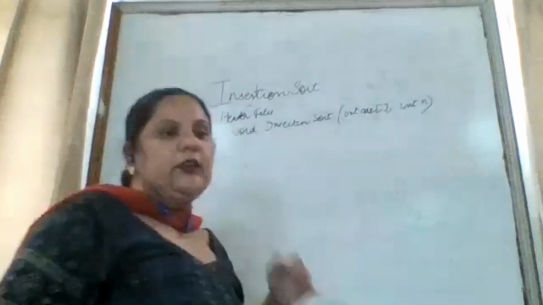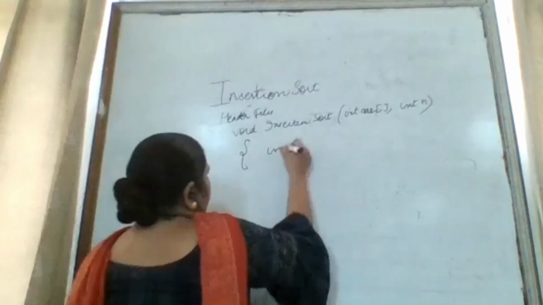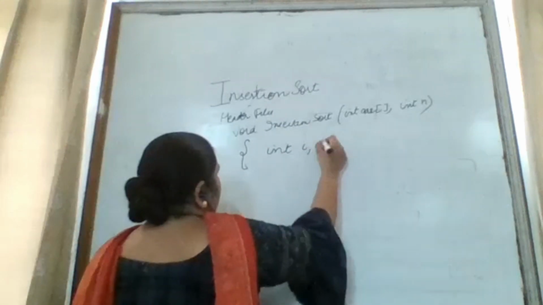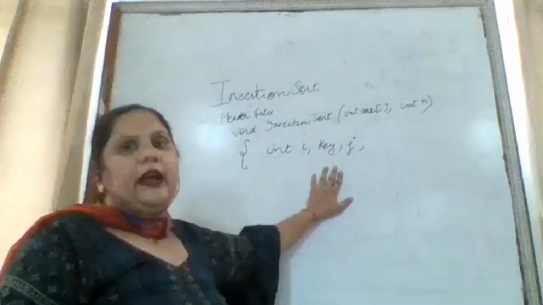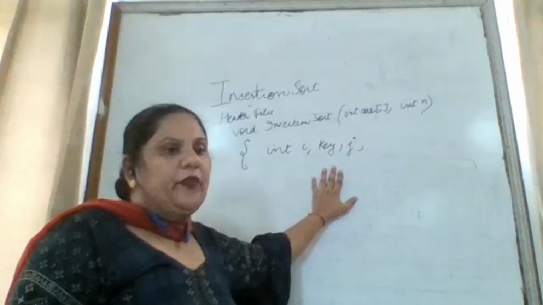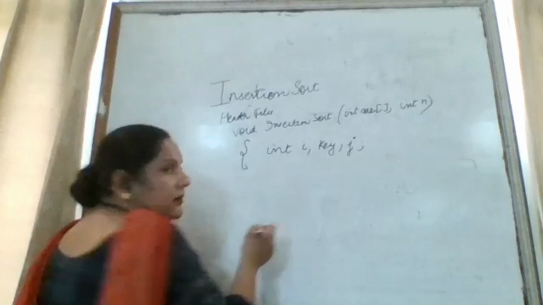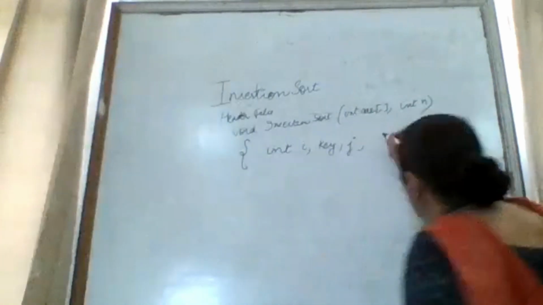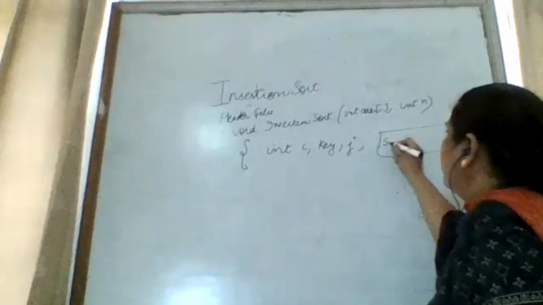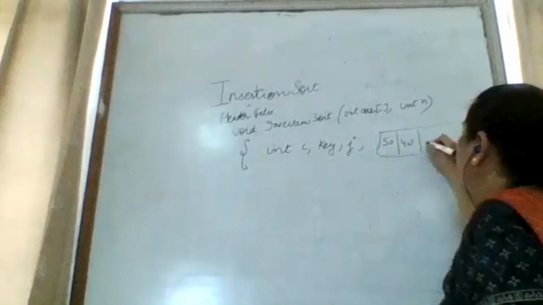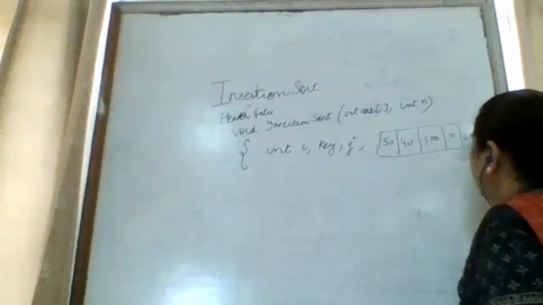Okay. So then you will write, first of all, you will declare the variables integer i, key, and j. Now, first of all, you will take the loop. See, these were my elements. Initially, they were 50, 40, 100, 10, 60 and 20.